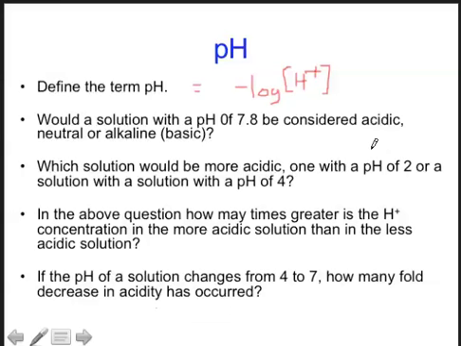Okay, next question. Would a solution with a pH of 7.8 be considered acidic, neutral, or alkaline? And the answer would be alkaline, because it's above 7. 7 is considered neutral, and below 7 is considered acidic. Which solution would be more acidic, one with a pH of 2 or a solution with a pH of 4? And the answer is the solution with a pH of 2.